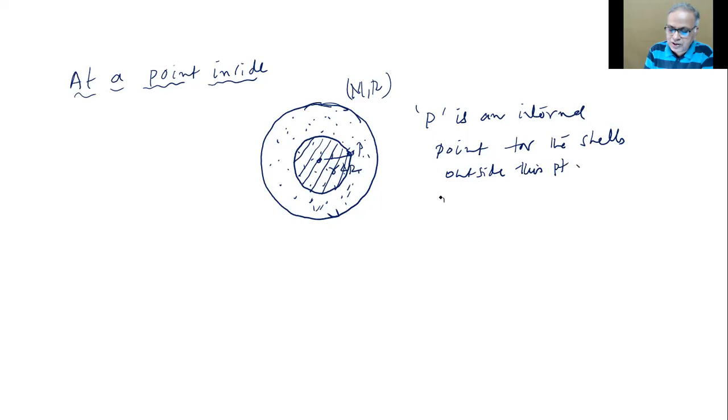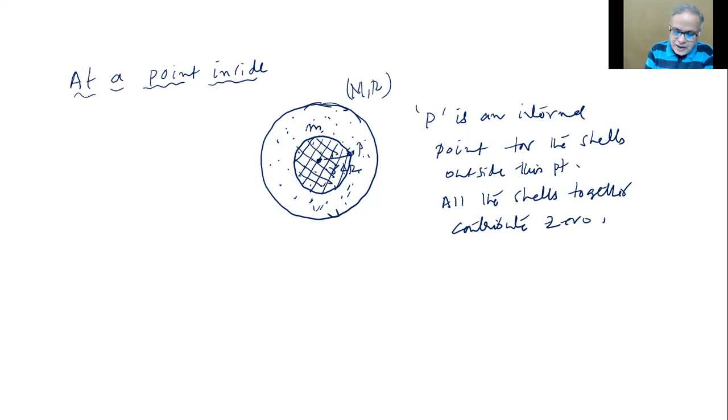So all the shells together contribute 0 field strength. So ultimately, it is only because of this inner mass, whose mass may be put as m.